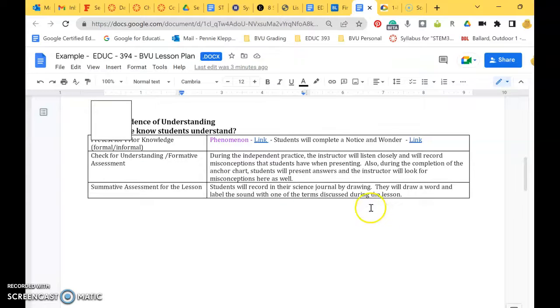So that's it in a nutshell. All that should be linked, so you should be able to find it easily. If you have any questions, please let me know.